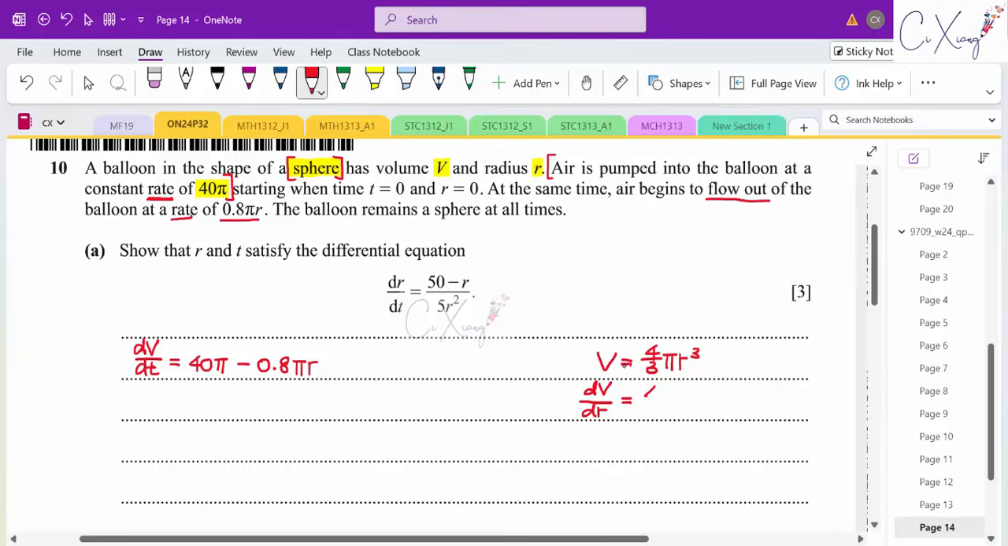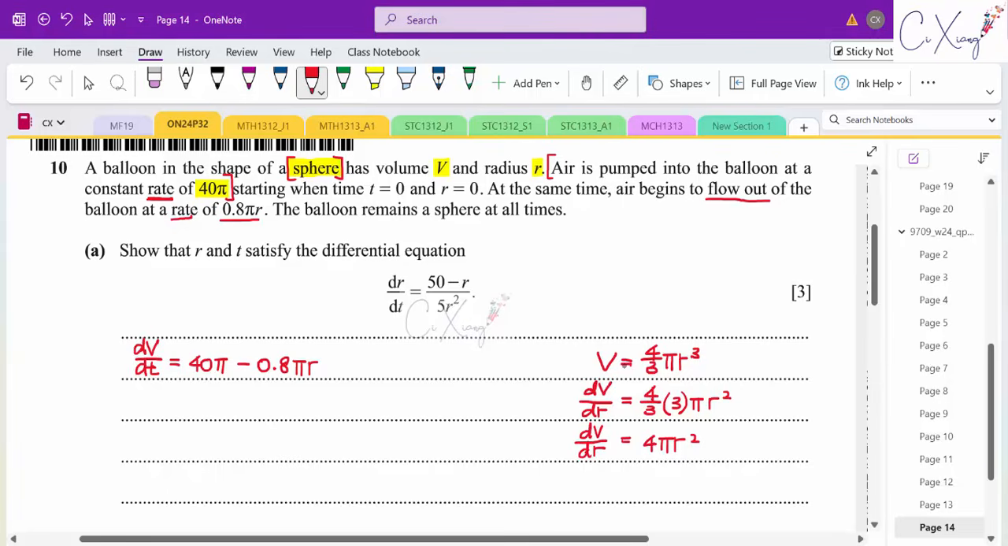So to differentiate this particular equation, I'm having 4 over 3. Pull the power in front for the r, I'm having 3, then pi r, then the square, power minus 1. So if you try to simplify, you will be having 4 pi r squared. So this is how I get my dV over dr.